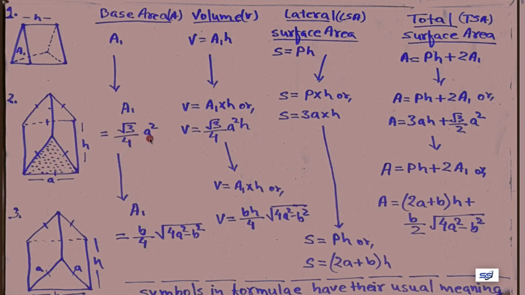Here root 3 upon 4 a square, a is side. A1 is area, h is height. In this way, different things are used here, a square, P into h, A1, all these things have their usual meaning. As we have discussed earlier, the symbols in these formulas have their usual meaning.